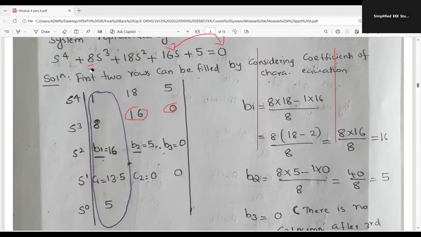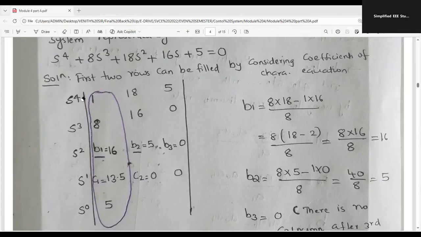So let me summarize what I did. First of all, I have written all the coefficients vertically, s to the power, from highest to lowest. Later, I have filled the first two rows by looking at the coefficients. S to the power 4, 1, then s to the power 2, 18, s to the power 0, 5, then s to the power 3, 8, then s to the power 1, 16, then another one is not available. Let me put 0. I think it's very clear.